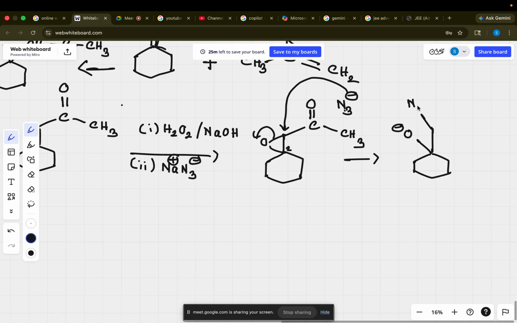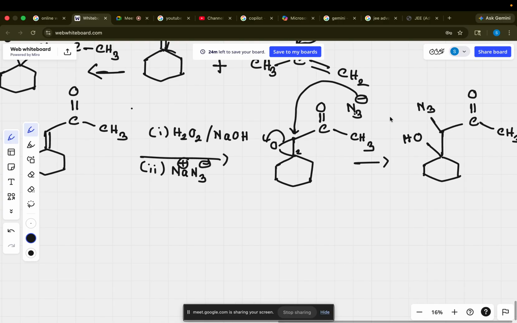N3 here, and here you have C double bond O, CH3. Now this O minus will abstract one proton from the solvent, so ultimately it is becoming OH. That is the thing you are getting. Fine, clear? Any doubt?